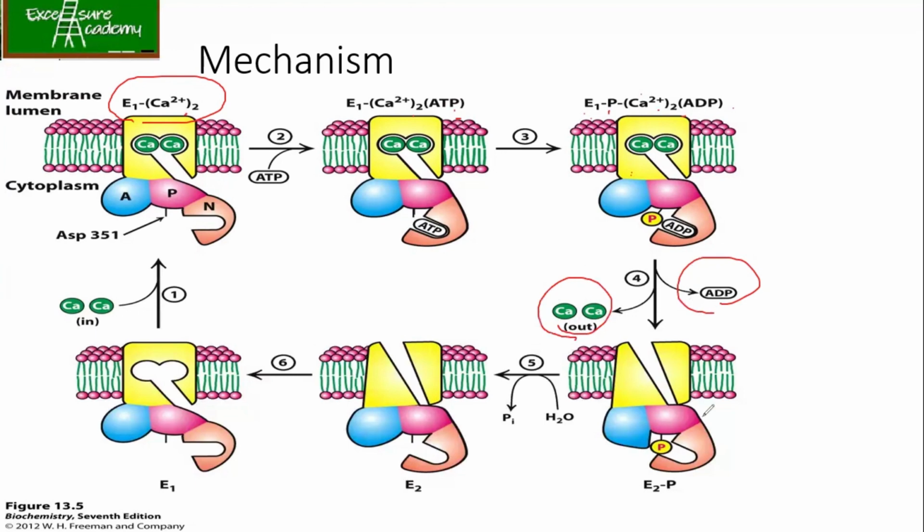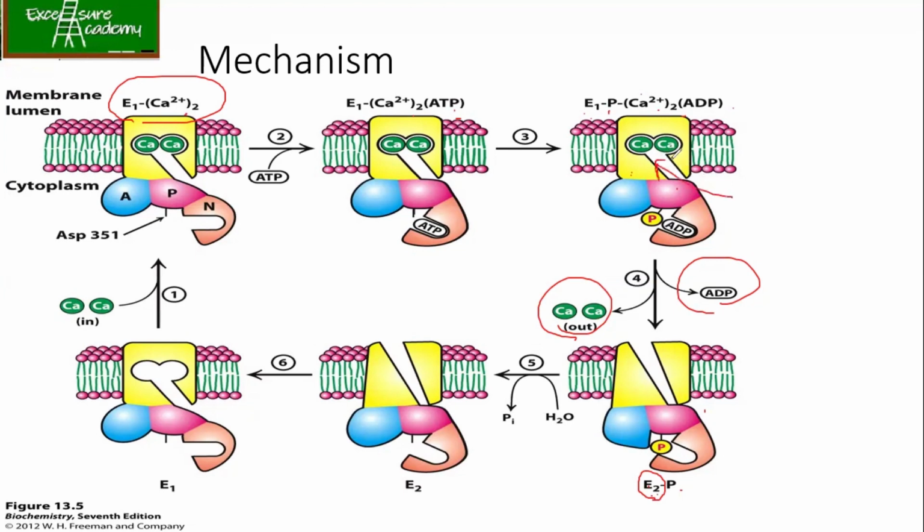What is left? Only E and P. So now the state is E2. Can you see the change over here? Now why did they say E2? If you see the change in the structure of the enzyme, there is a huge difference, right?